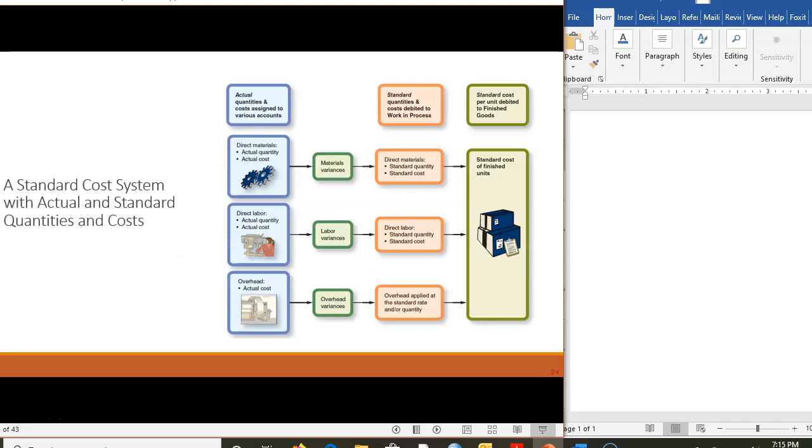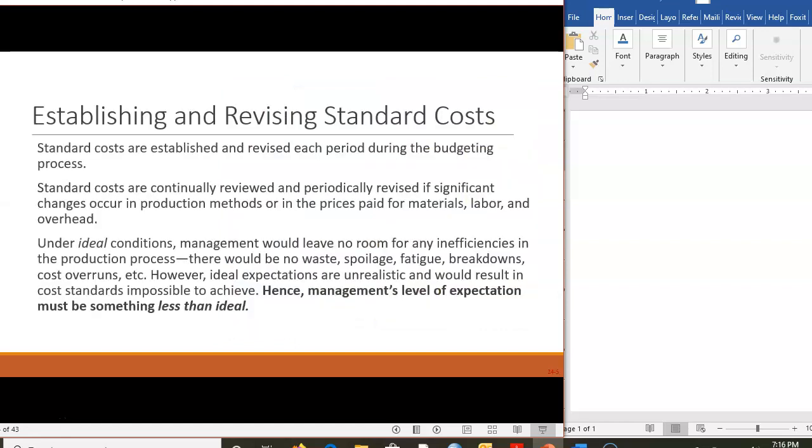Well, what kinds of things cause variances? Any number of things can cause variances. But we see from this screen here that we have our actual quantities and costs assigned in the blue. Then we have a variance and we have our standard quantities. The variance is the difference between the standard and the actual amount. How do we determine what those variances are? We'll do that in a couple of slides.